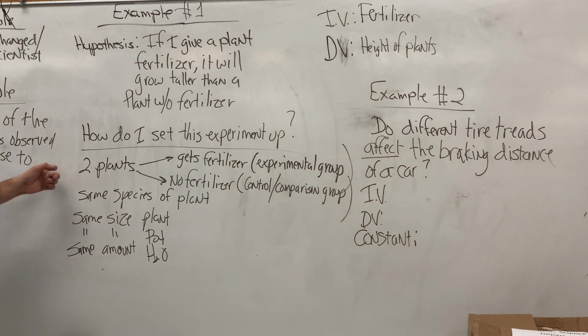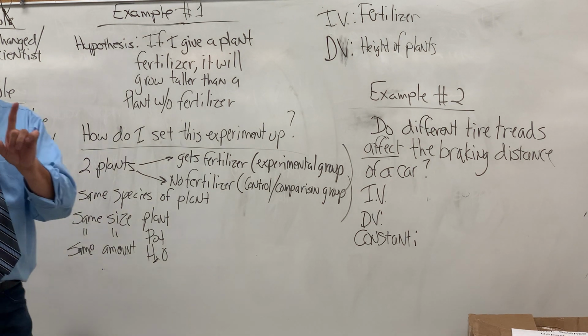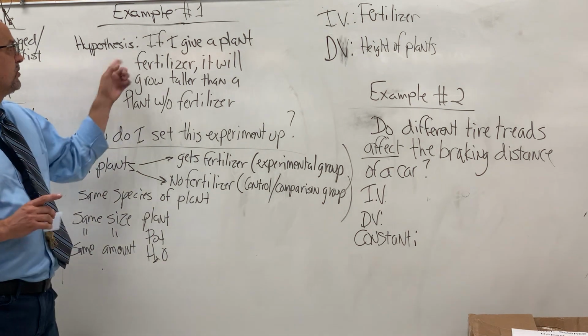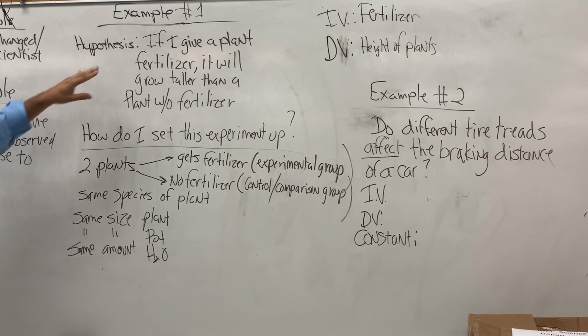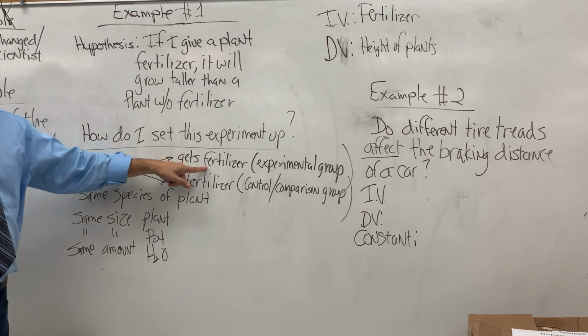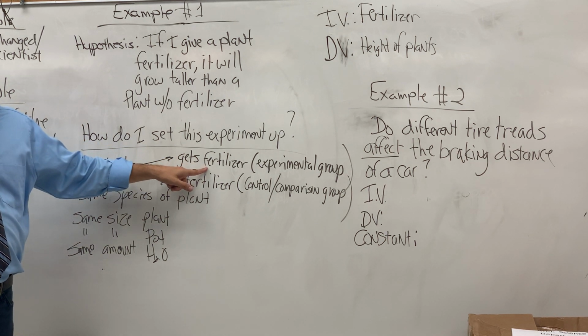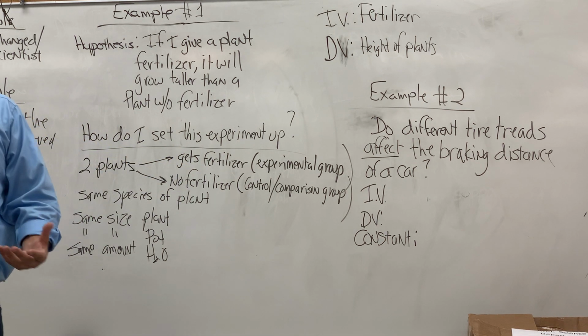So what other things do you need? What you also need in an experiment like this is constants. You can only change one variable, meaning that in this scenario we could only have fertilizer be different between the 2 groups. If we give fertilizer to this plant and then maybe add extra water, now when the experiment's over, it's completely invalid. Why?